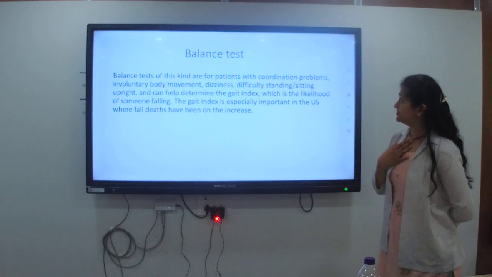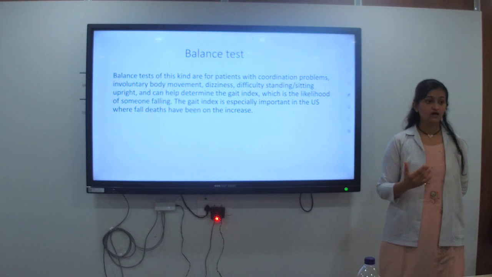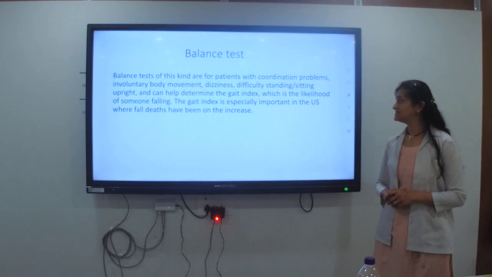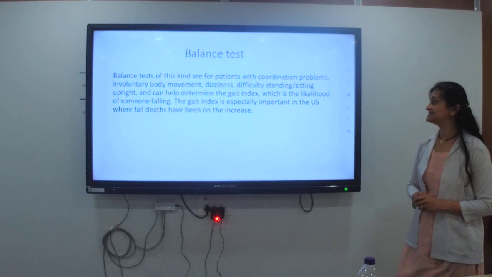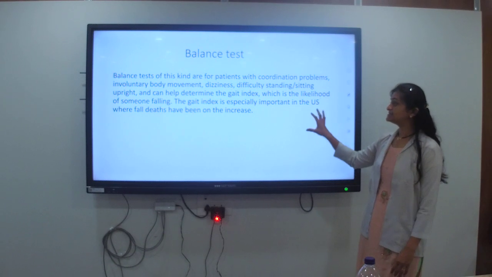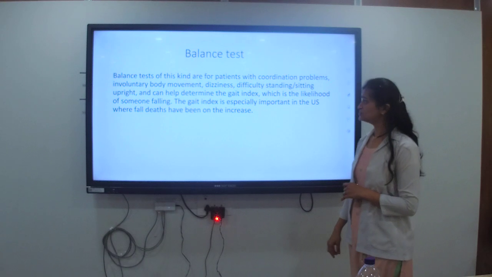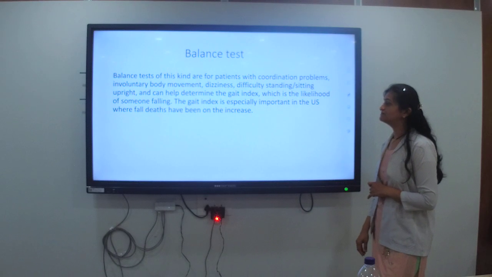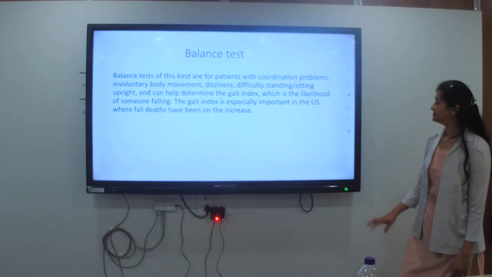Now we'll see the balance tests. What are the balance tests and what tests are you going to perform on the patient? Balance tests of this kind are for patients with coordination problems, involuntary body movements, dizziness. These are some examples where you have to perform these balance tests. They can help determine the gait index, which is the likelihood of someone falling. The gait index is especially important in the US where fall deaths have been on the increase.